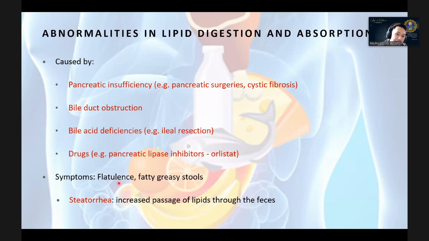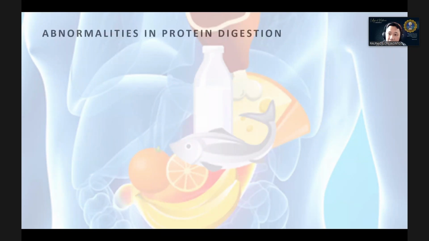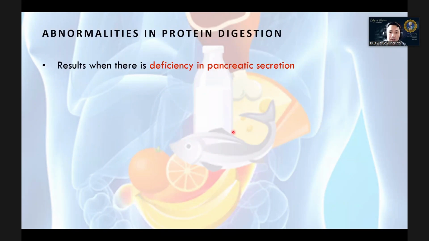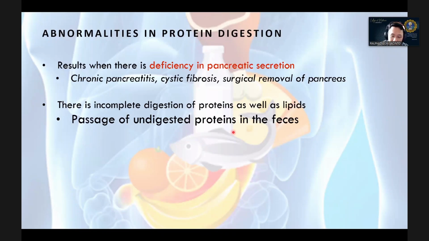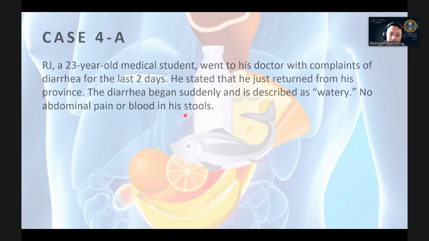Now, aside from lipid digestion, this can also affect your protein digestion. This usually occurs when you have a deficiency in pancreatic secretion. For example, surgical resection of the pancreas, cystic fibrosis, chronic pancreatitis can also affect your proteins. Same as with your lipids, there is passage of undigested proteins in the feces. Okay?